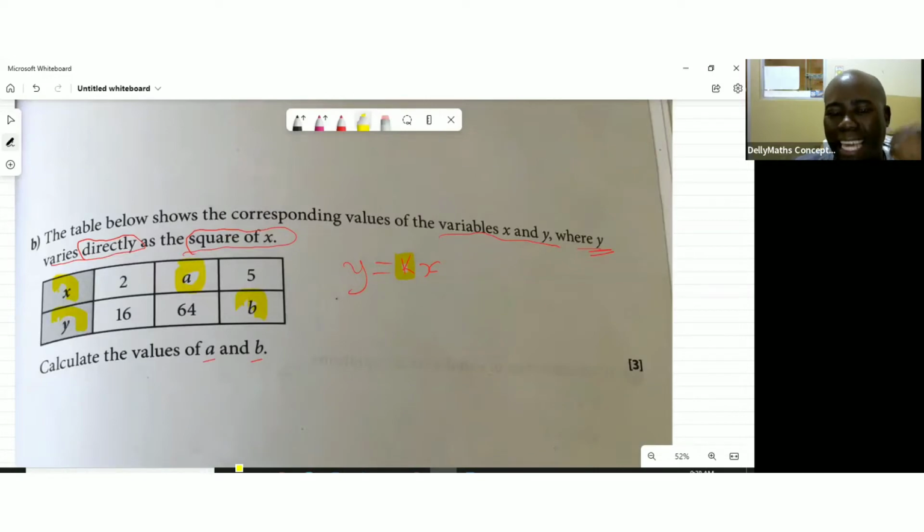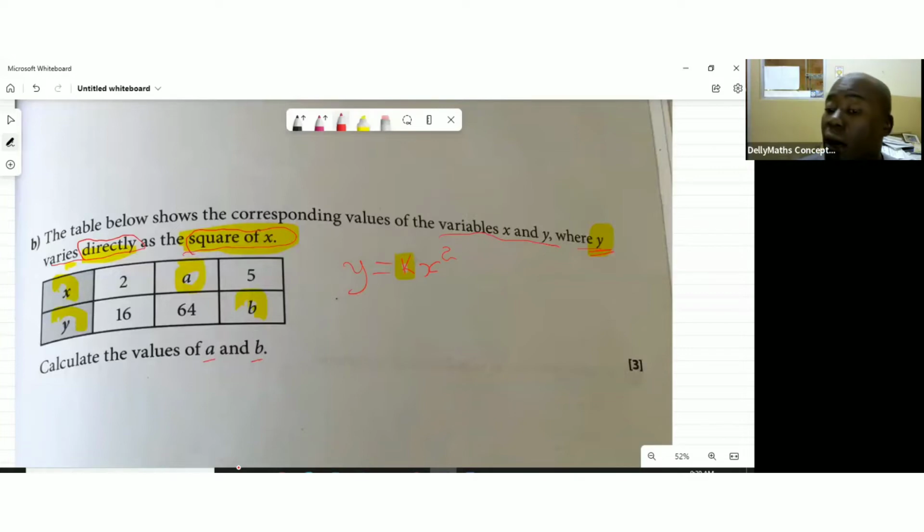I'm calling that k. So in this context, when we're doing direct variation, this is how the formula is set up all the time. The first variable to the left is equal to k times the other thing here. It says the square of x, so you have to make sure you put on that square there. So it says y is equal to kx squared, right? So that is the equation that is linking x and y.